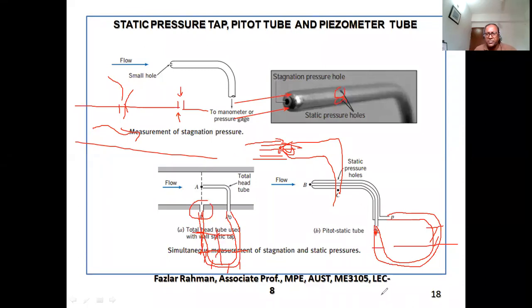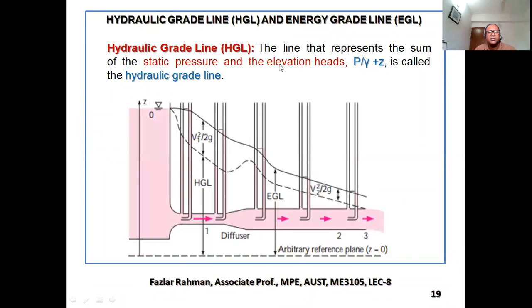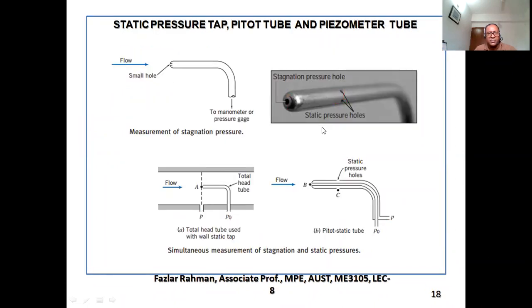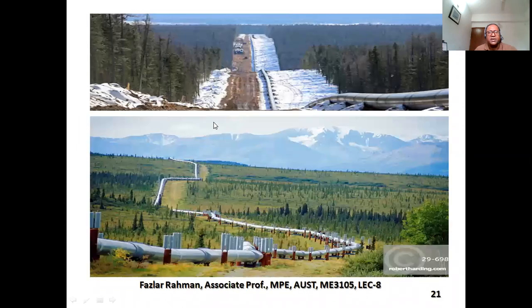Okay. Now let's see how we can figure out the stagnation pressure from the pitot tube. Okay. These two graphs I'll discuss later on.